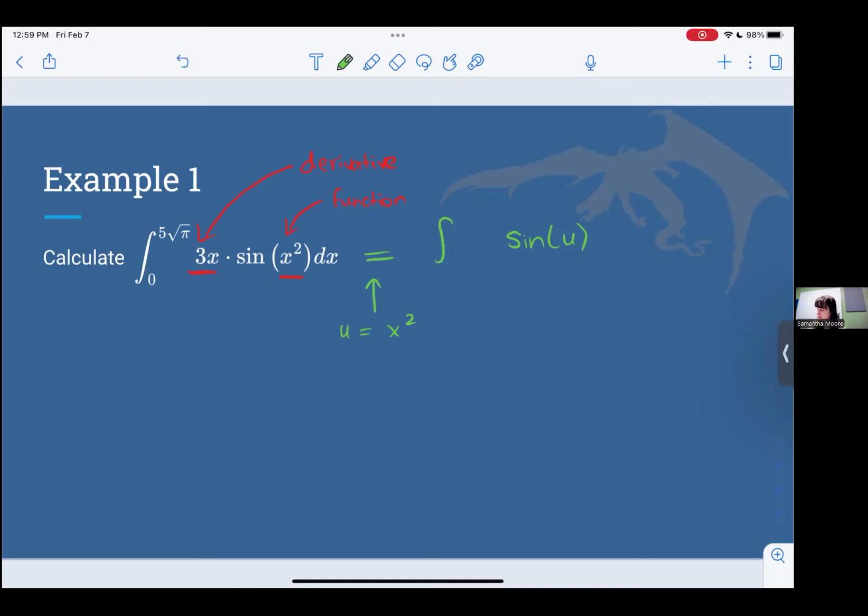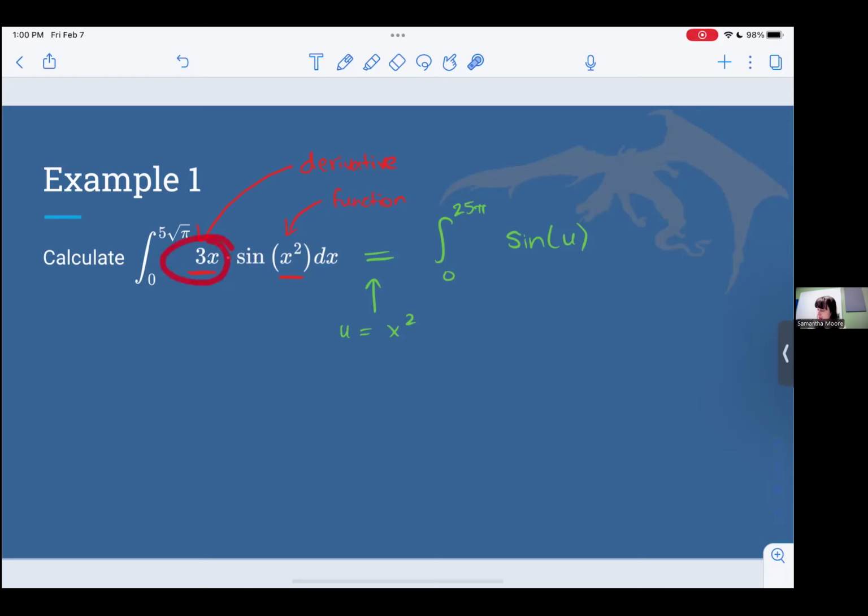If u is x squared and x goes between 0 and 5 root pi, then u goes between 0 squared and 5 root pi squared. So I can change these to 0 and 25 pi, just replacing my x's with the corresponding u's. Since u is x squared, basically I just squared both of my bounds. So that's one of my issues.